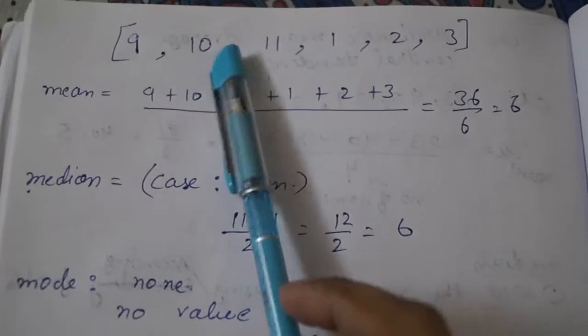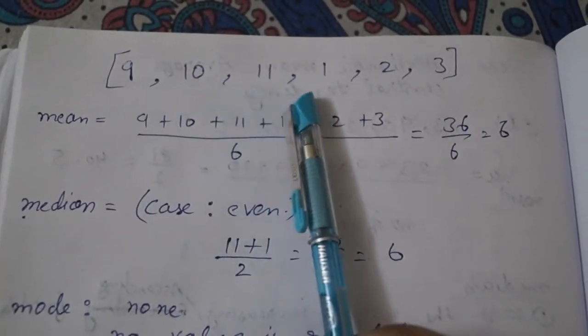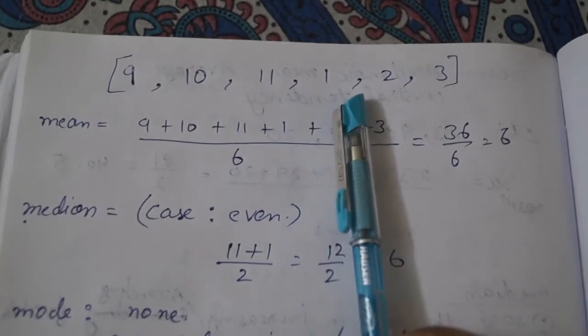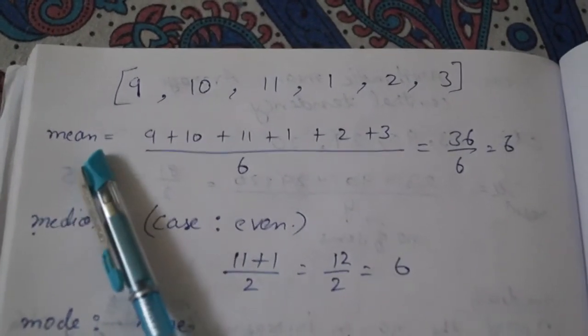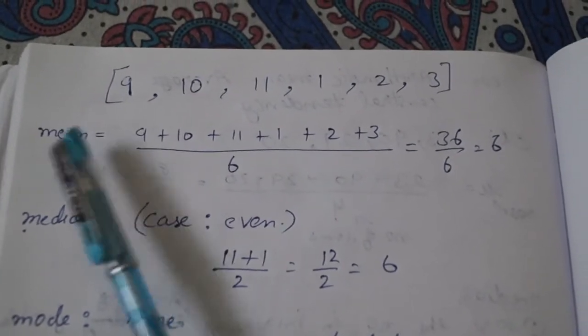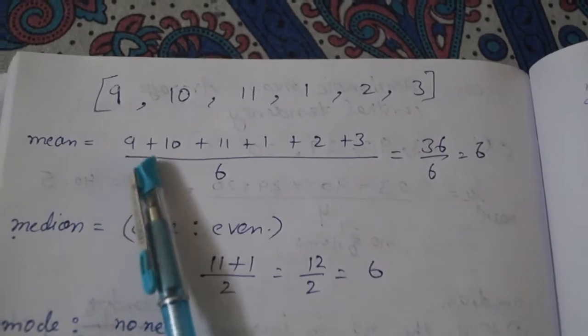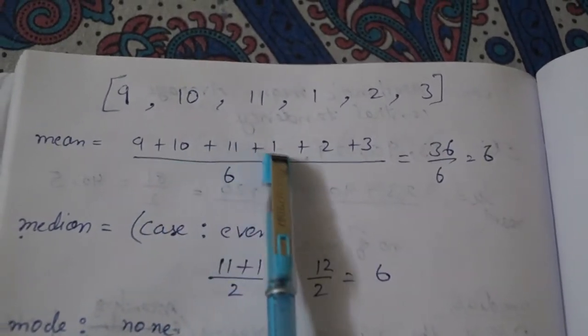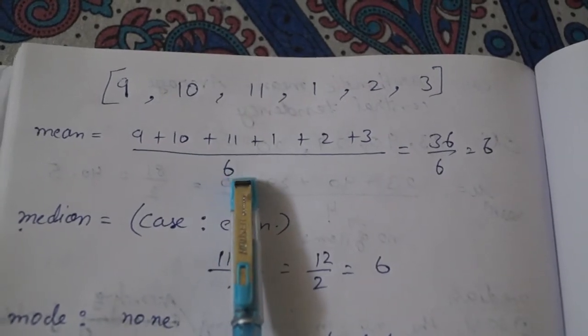So we have a data set of numbers 9, 10, 11, 6, 1, 2, 3. So we have 6 elements in our data set. First of all, we will find its mean. Mean is the arithmetic average. So we will add the elements and then divide by the number of total elements in the data set.